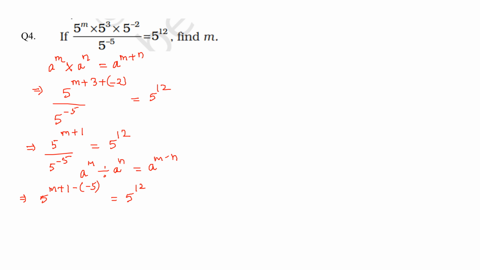Now we already know that when the base is the same in both LHS and RHS, the exponents will also be the same, right? So in LHS and RHS, if you see here, the base is 5. Here also LHS base is 5, RHS also base is 5. So the power will be the same. So from here I can write m plus 1 minus and minus will become plus equal to 12. So it will be m plus 6 equal to 12. So from here the value of m will be equal to 12 minus 6, and 12 minus 6 is 6.